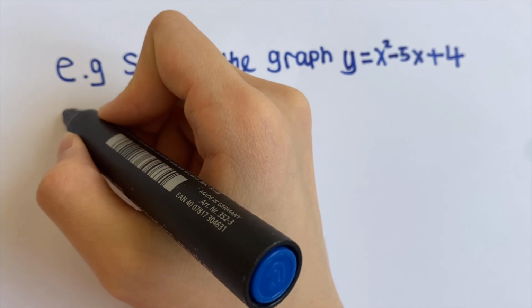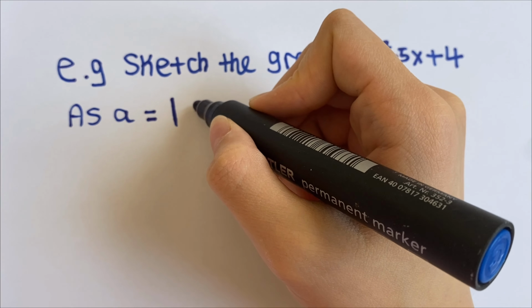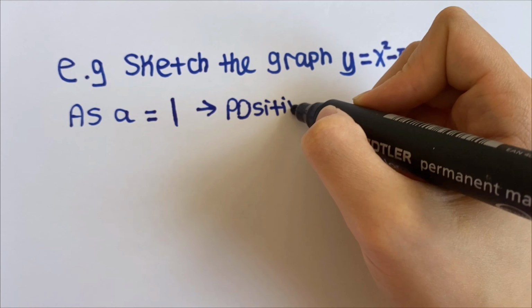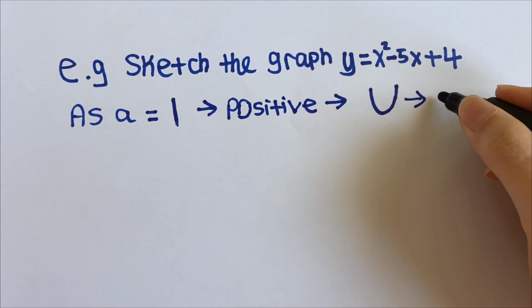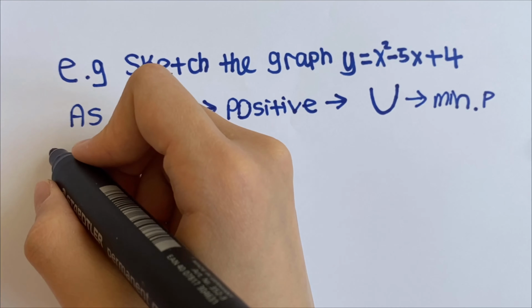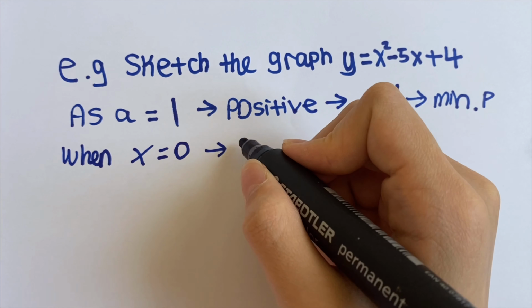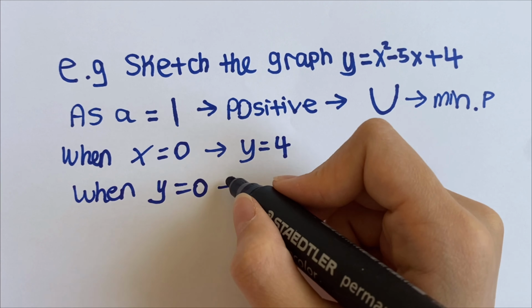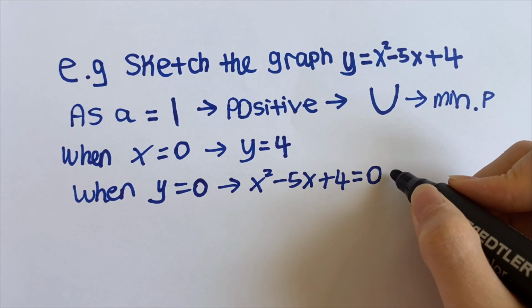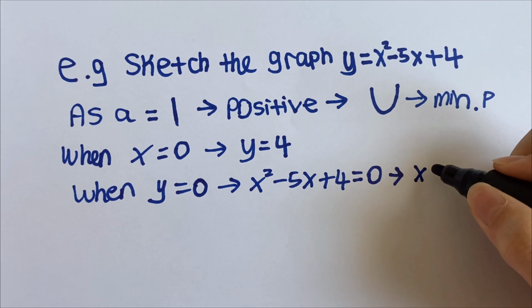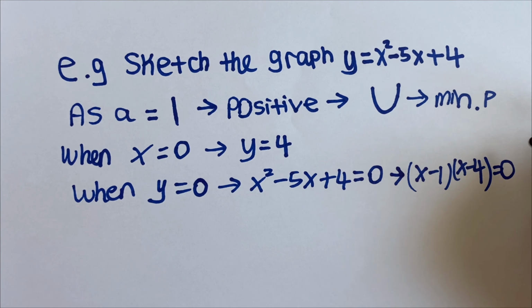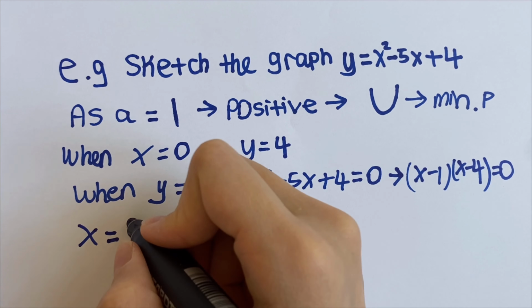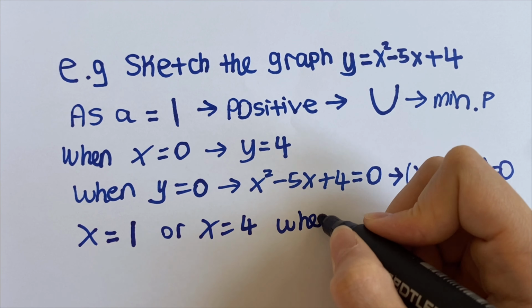First of all, we know that a equals 1, so we know that the shape of the graph is positive and facing upwards, and we're trying to find the minimum point. And when x equals 0, then substitute it in, we get that y equals 4. And when y equals 0, we will have to factorize the equation, and we get x equals 1 or x equals 4.